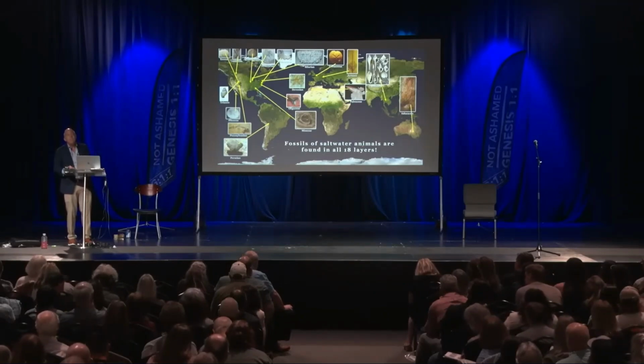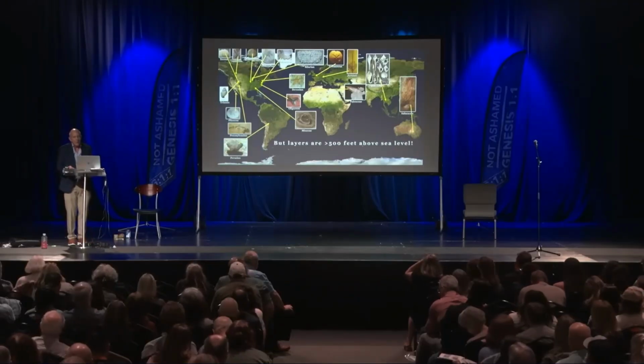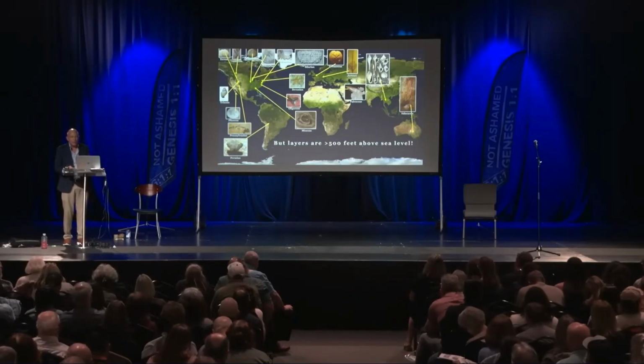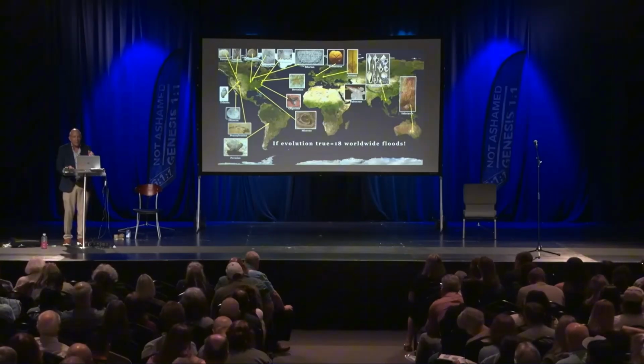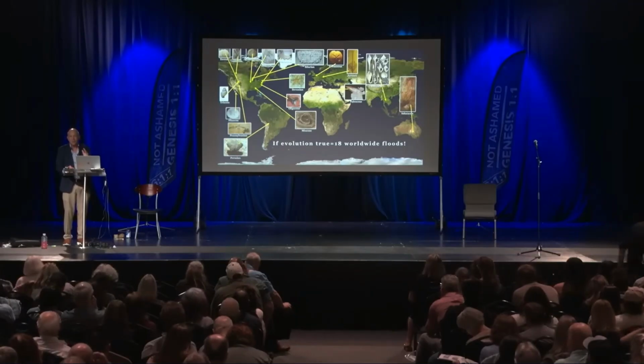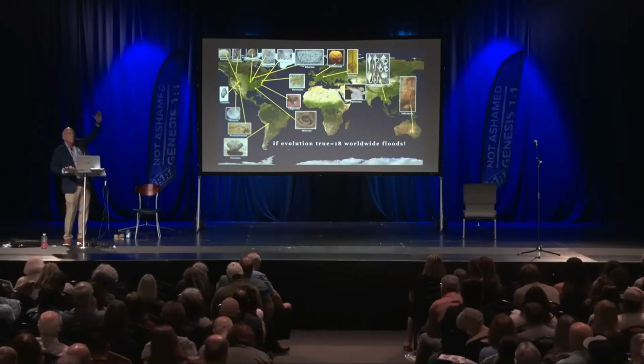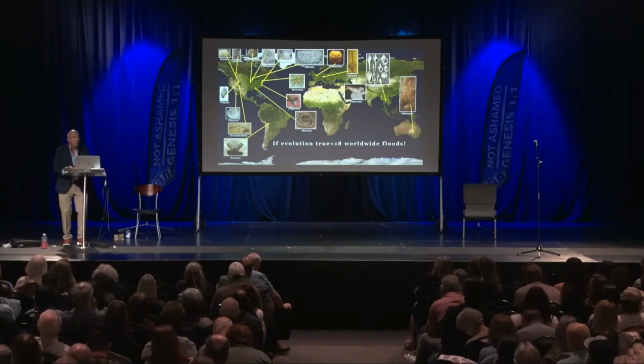That is a major problem for evolution because these layers are above 500 feet. And for these saltwater creatures to be in each of these layers, that means that the ocean would have had to rise above sea level, above 500 feet, 18 separate times. Ocean would have to come up, ocean would have to go down, ocean would have to come up, ocean would have to come down, because there's land animals mixed in with these saltwater creatures.